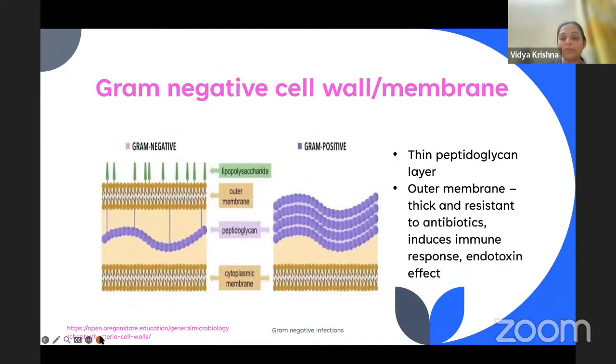The basic difference between a gram-negative and a gram-positive is just in the cell wall and the cell membrane. The gram-negative has a very thin peptidoglycan layer, which is the predominant part of the gram-positive cell wall. What really gives virulence to the gram-negative bugs is the outer membrane, which makes it thick and resistant to antibiotics. It induces an immune response as well as being responsible for the toxin effect.